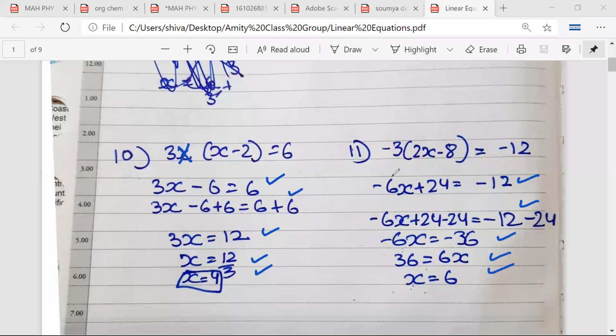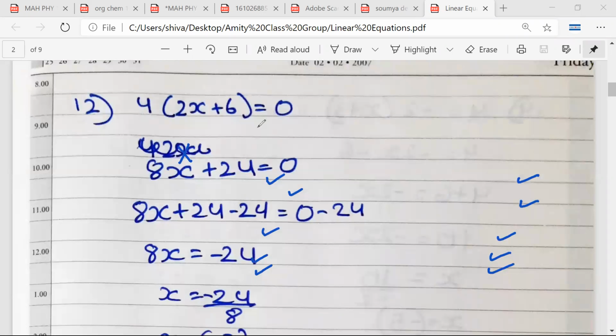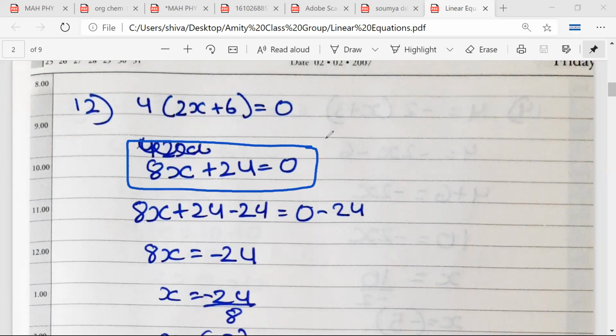Okay. Now the next question is 4 into 2x plus 6. So 8x plus 24. Okay. See here, once you are comfortable with equations, another way of looking at this is 8x is equal to 24. Have you understood? Or is there a confusion? So when I get comfortable, you're saying I should skip this step? Yes, that is what I'm trying to tell you.